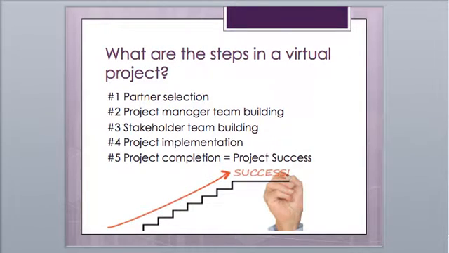According to the Virtual Project Manager article by Mike Rolfs, there are some steps we can take in forming a virtual project. Number 1, partner selection. Number 2, project manager team building. Number 3, stakeholder team building. Number 4, project implementation. And number 5, project completion, which overall is project success.